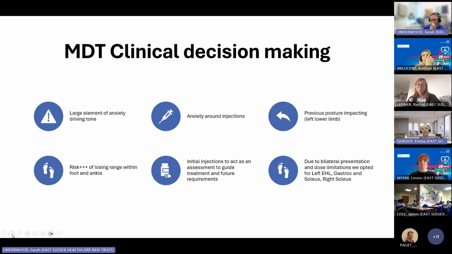So for this lady, it was a little bit of an assessment of what we could do. Obviously, we're probably not going to be able to do everything, and we're probably not going to get it right first time. So it was an assessment to see where we're at. And as Karen said earlier, when it's bilateral, we're limited to how much we can put in. So it really does make it difficult to ascertain what we should do and how much we should put into each of our muscles.